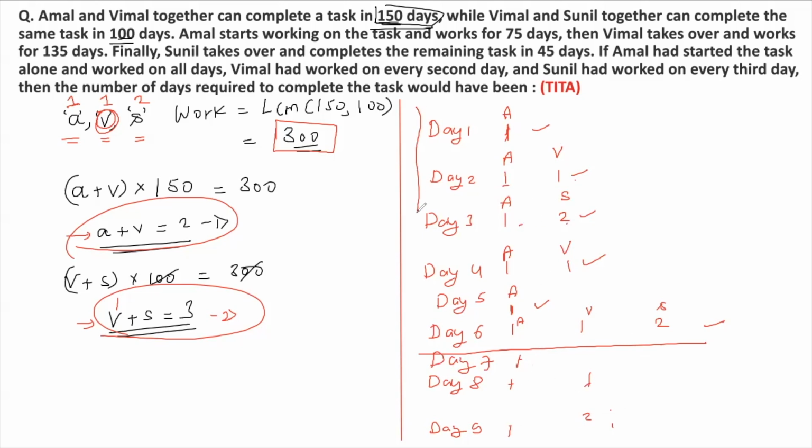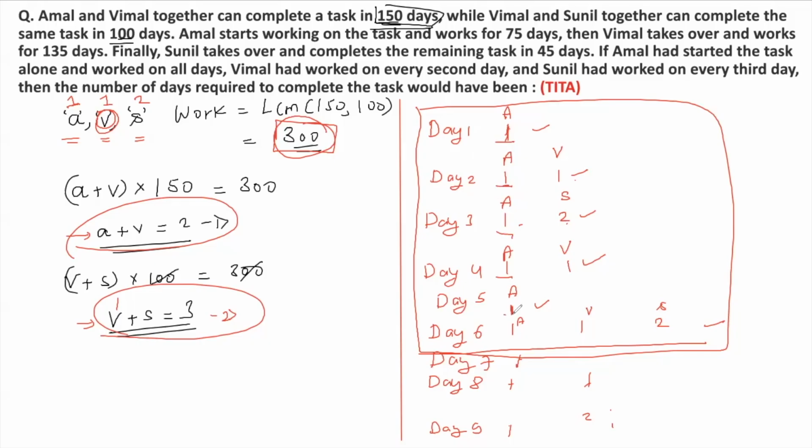So we need to calculate the total work done up to 6 days, right? And the total target work done is 300. And then we'll see what can be done further. So in 6 days, guys, the total work done is 1 plus 1 plus 1 plus 1 plus 1 plus 1, 6 times the work done by Amal. By Vimal, the work done is 1 plus 1 plus 1, 3 units. And the work done by Sunil is 2 plus 2, that is 4 units. When you add all these three, you are going to get a total of 13 units.